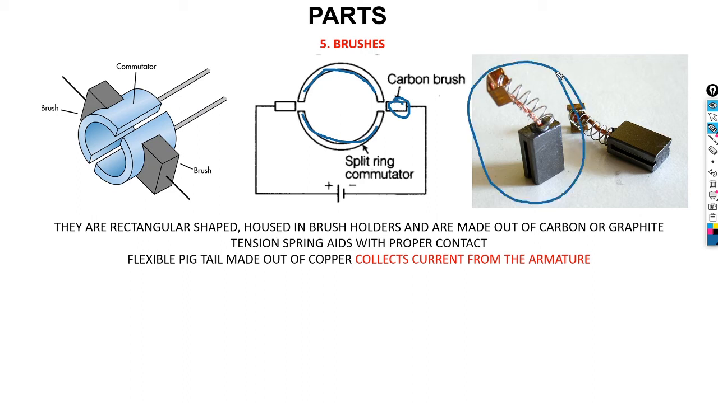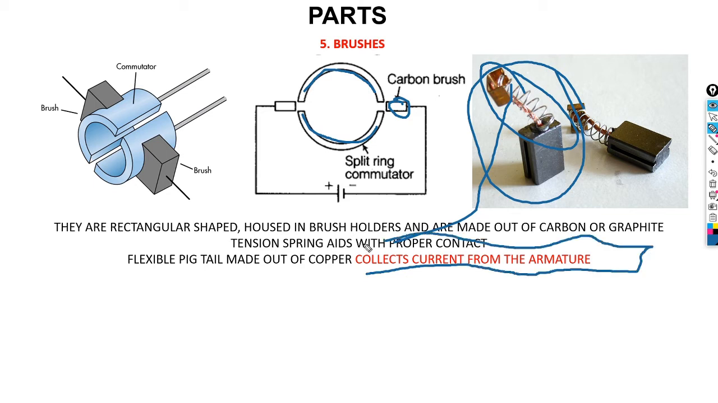In a picture, physically, that's how they look. They are rectangular in shape, housed in a brush holder, and are made out of carbon or graphite. Tension springs aid them, because when the motor is rotating, the brushes can sometimes jump, and those springs are there to make sure the up and down movement goes well. There is a flexible pigtail made out of copper. The purpose of these brushes is just to collect the current from the armature.